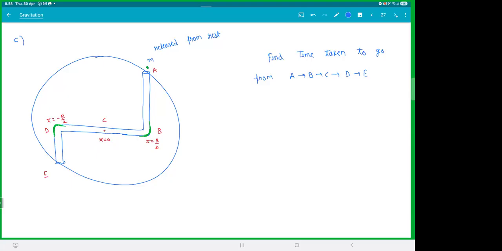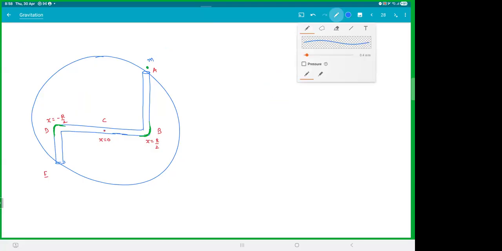Okay, should I show you? Think of it like this. Is AB the full chord? AB is not the full chord, right? Let me just split this whole thing into pieces so that it'll be easier for us to observe.